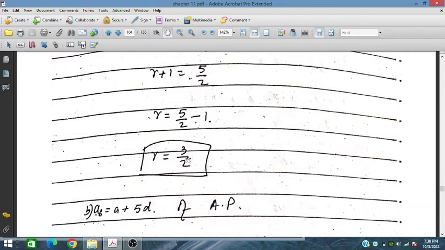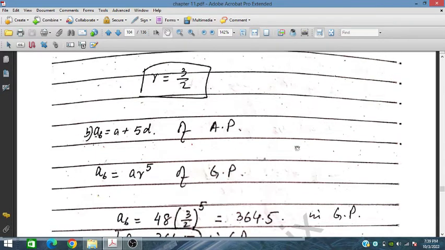So this r could be used to solve geometric progression and arithmetic progression. So for the B part we have to find the value of the sixth term for the arithmetic progression and the sixth term for the geometric progression.